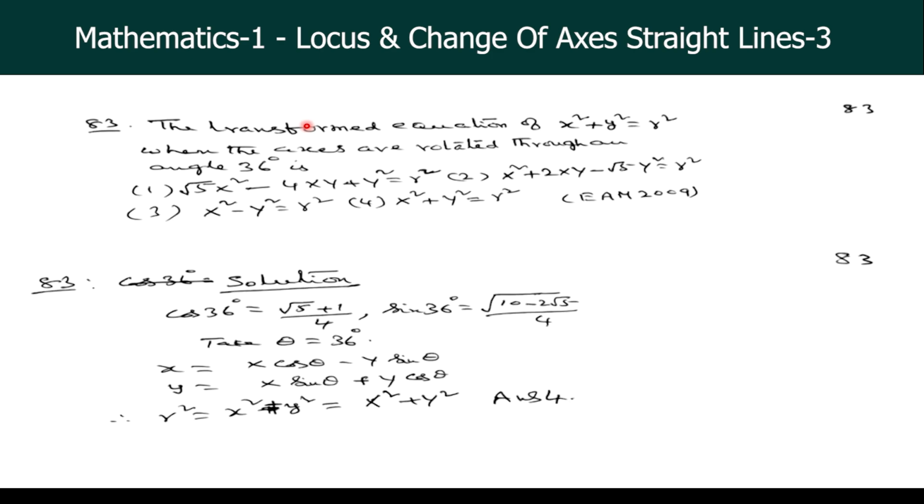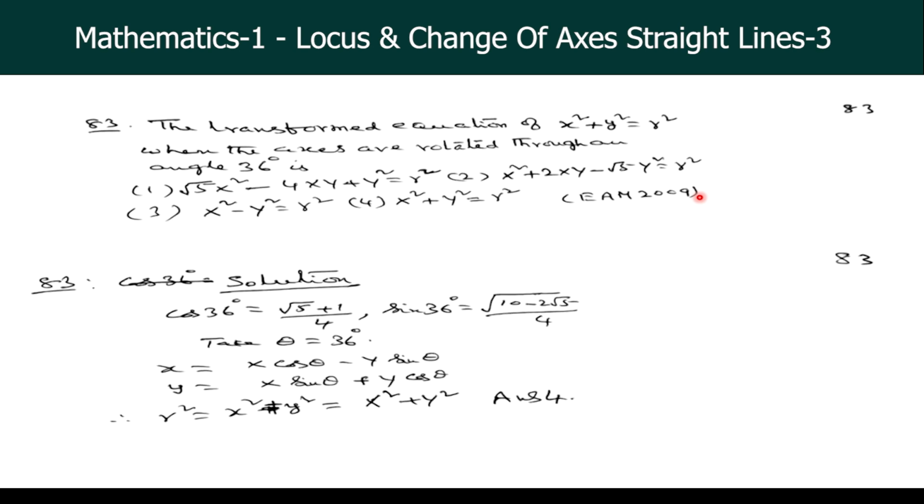The transformed equation of x² + y² = r² when the axes are rotated through an angle 36 degrees is: 1, (1/√5)(X² + 4XY + Y²) = r²; 2, X² + 2XY - √5 Y² = r²; 3, X² - Y² = r²; 4, X² + Y² = r². EAPCET 2009.